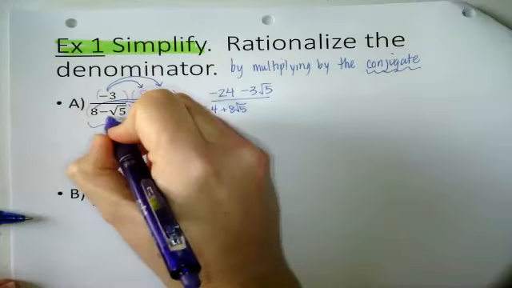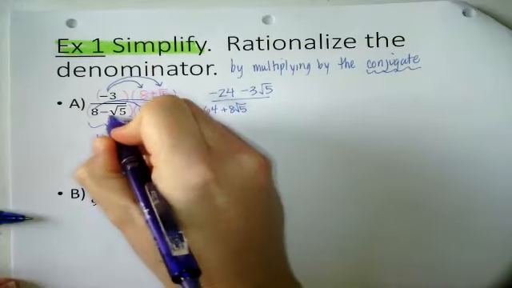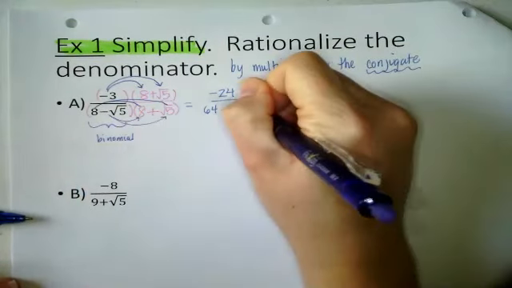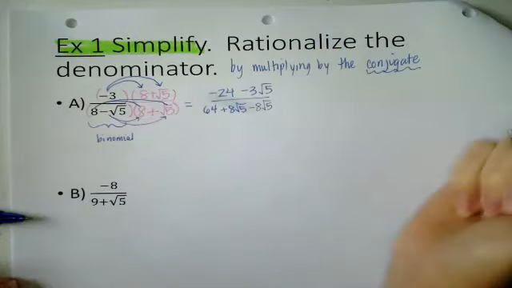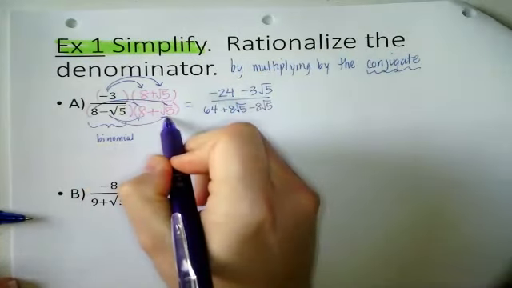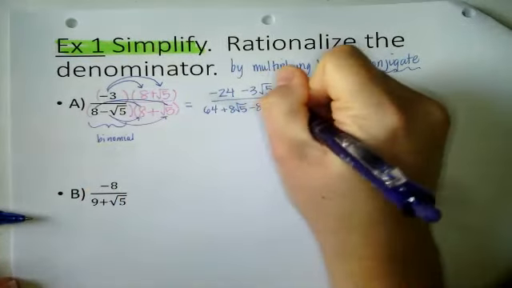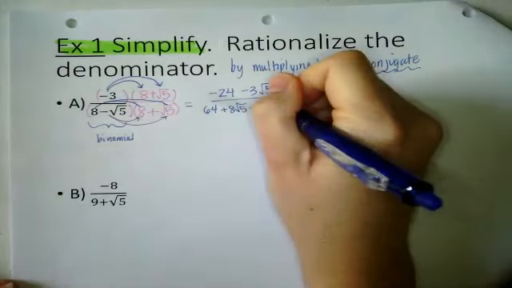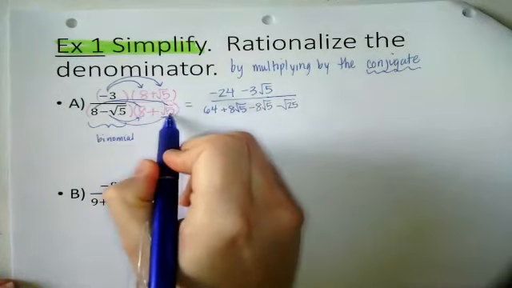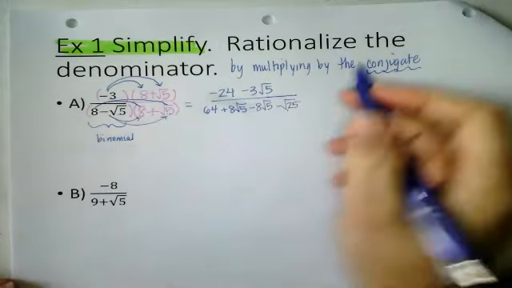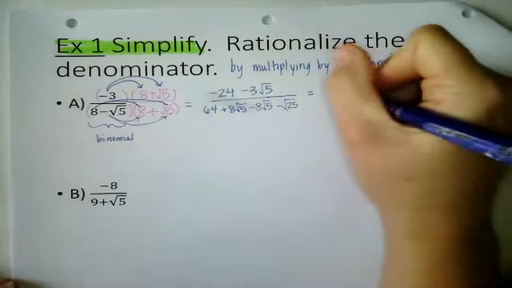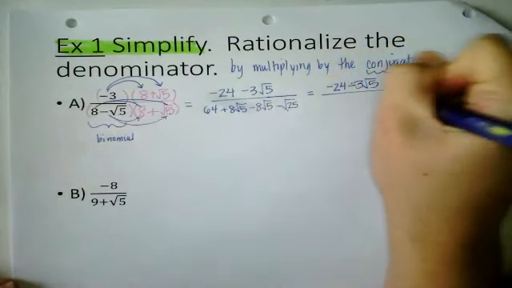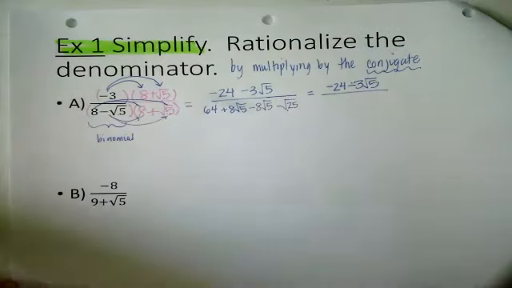And then I'm going to distribute my negative radical 5. So negative radical 5 times 8 is negative 8 radical 5. And negative radical 5 times radical 5 is negative radical 25. Radical 5 times radical 5 is radical 25. The numerator stays negative 24 minus 3 radical 5. There we go. And what happens here in the denominator?